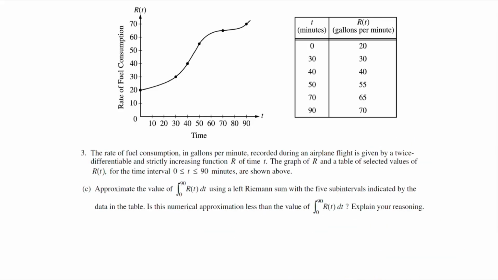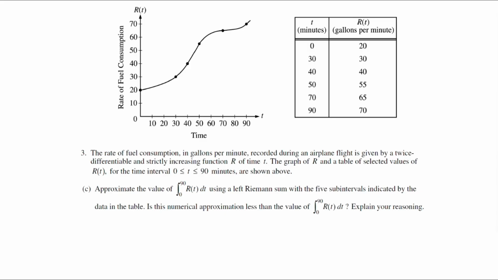In part C, it wants us to approximate the value of the integral from 0 to 90 of R. And then it wants us to do that with a left Riemann sum with 5 subintervals, and then determine if that's less than the actual value. So first we'll do the Riemann sum.